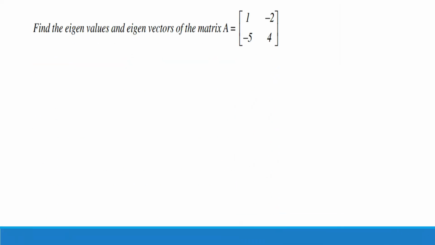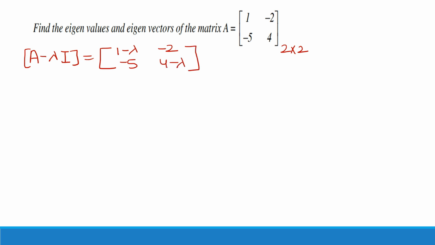This is the first question, and in this question we have a 2 cross 2 matrix. And corresponding to this matrix, what is the first step? We'll find the matrix A minus lambda I, and that matrix will be equal to 1 minus lambda, minus 2, minus 5, and 4 minus lambda. What is the next step now? Next step is to find the characteristic equation, and how will we get that? We find the determinant of this A minus lambda I matrix, and we equate it to 0.